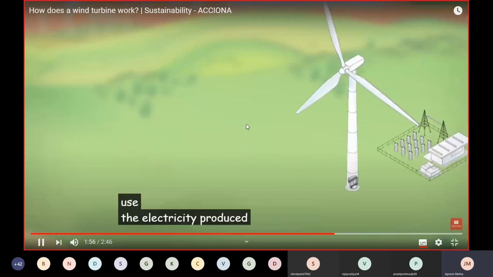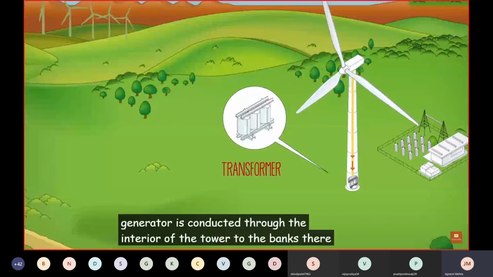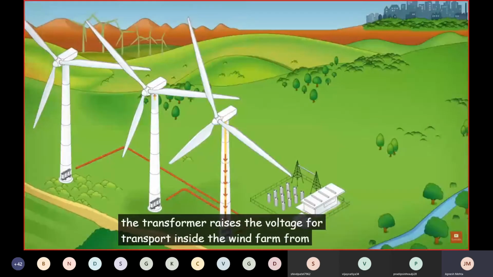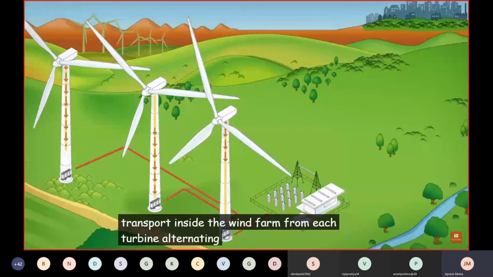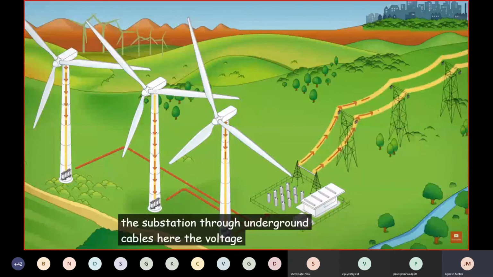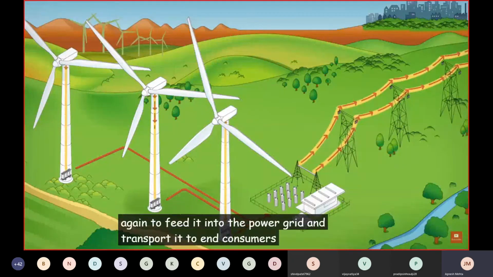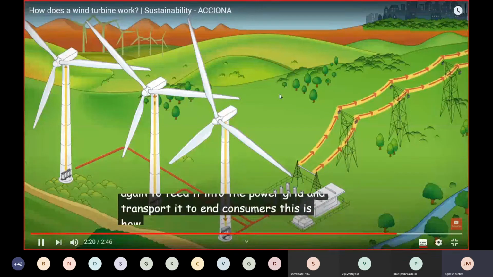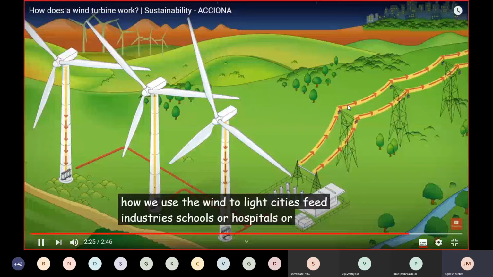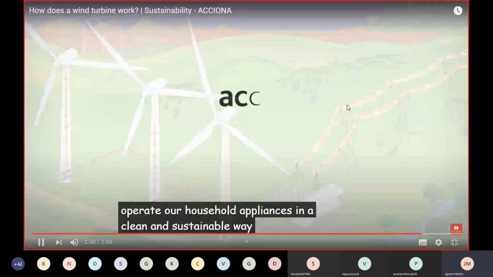The electricity produced in the generator is conducted through the interior of the tower to the base. There, the transformer raises the voltage for transport inside the wind farm. From each turbine, alternating current is sent to the substation through underground cables. Here, the voltage is increased again to feed it into the power grid and transported to end consumers. This is how we use the wind to light cities, feed industries, schools or hospitals, or operate our household appliances in a clean and sustainable way.